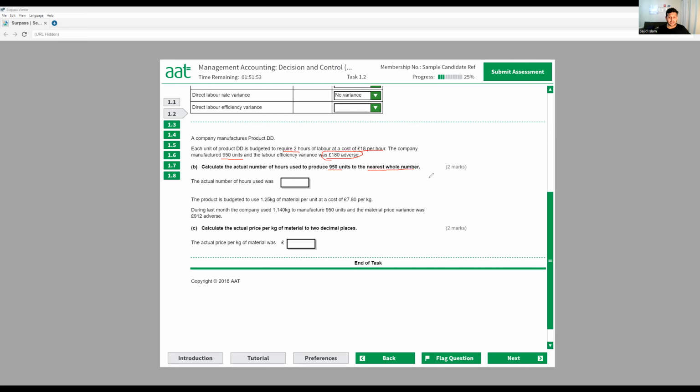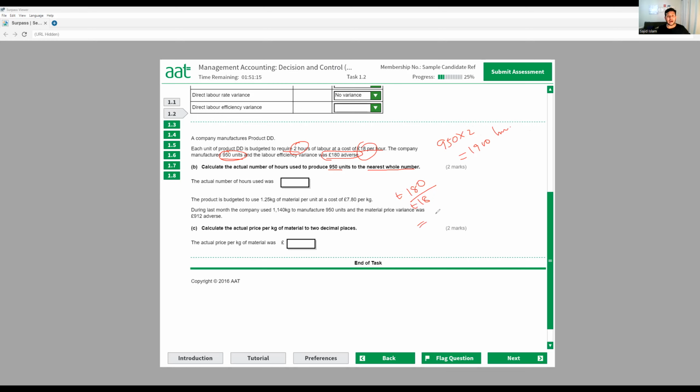Let's try to find out how many hours I need. For the first 950 units, per unit we need 2 hours. So multiply by 2. That gives me 950 times 2, so 1,900 hours on the first calculation. And we have some adverse. So 180 is the adverse. So 180 divided by 18 per hour.